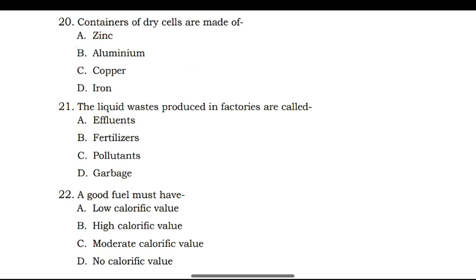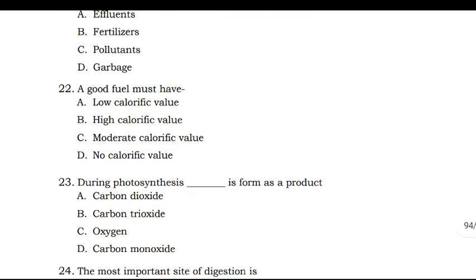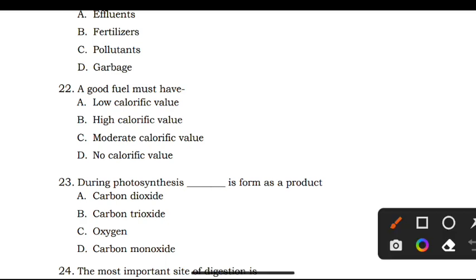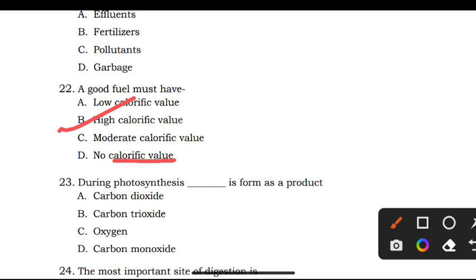Question number 22. A good fuel must have low calorific value, high calorific value, moderate calorific value, no calorific value. It should be high calorific value. Why? Because you know that calorific value is the amount of heat energy produced. So if we buy a fuel for vehicles, it should have a high calorific value, so that it assures a good motion.